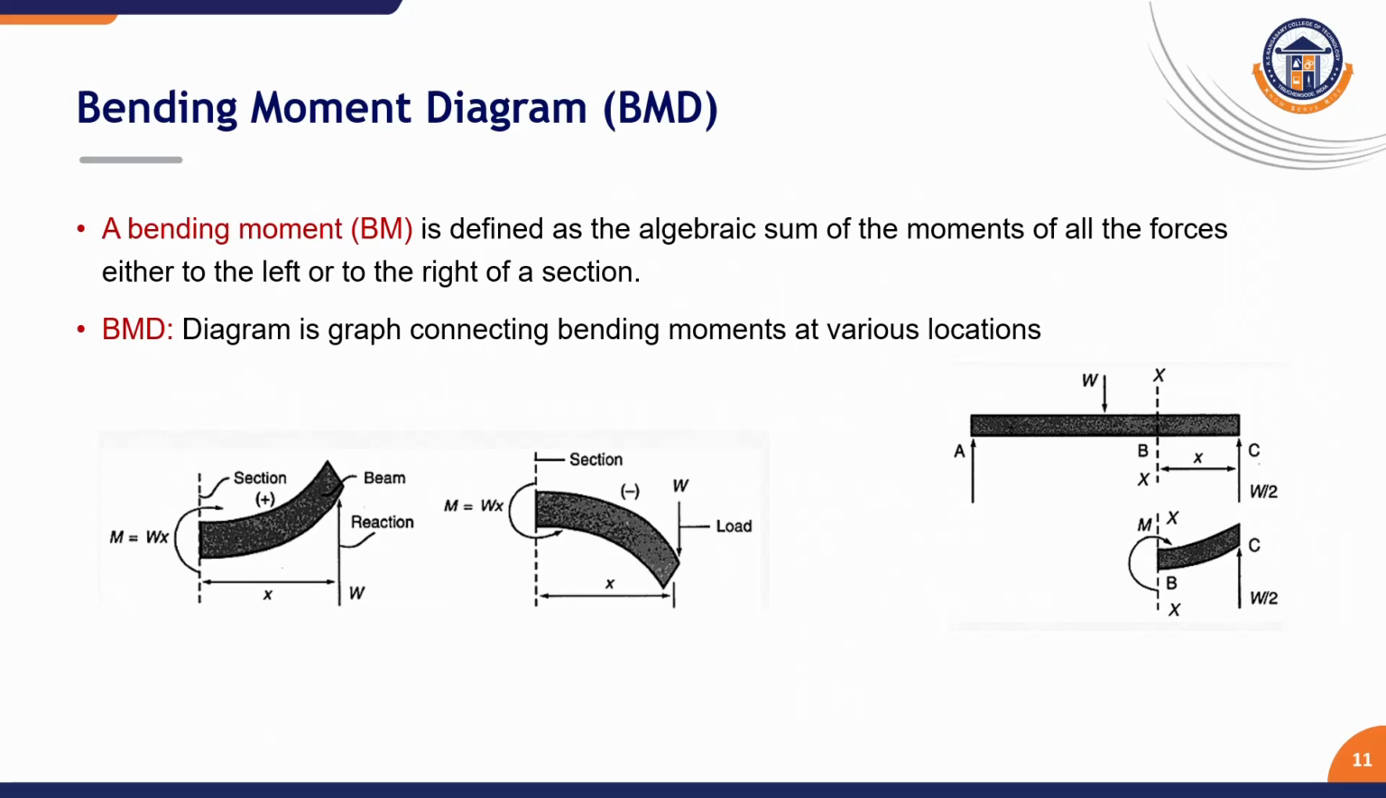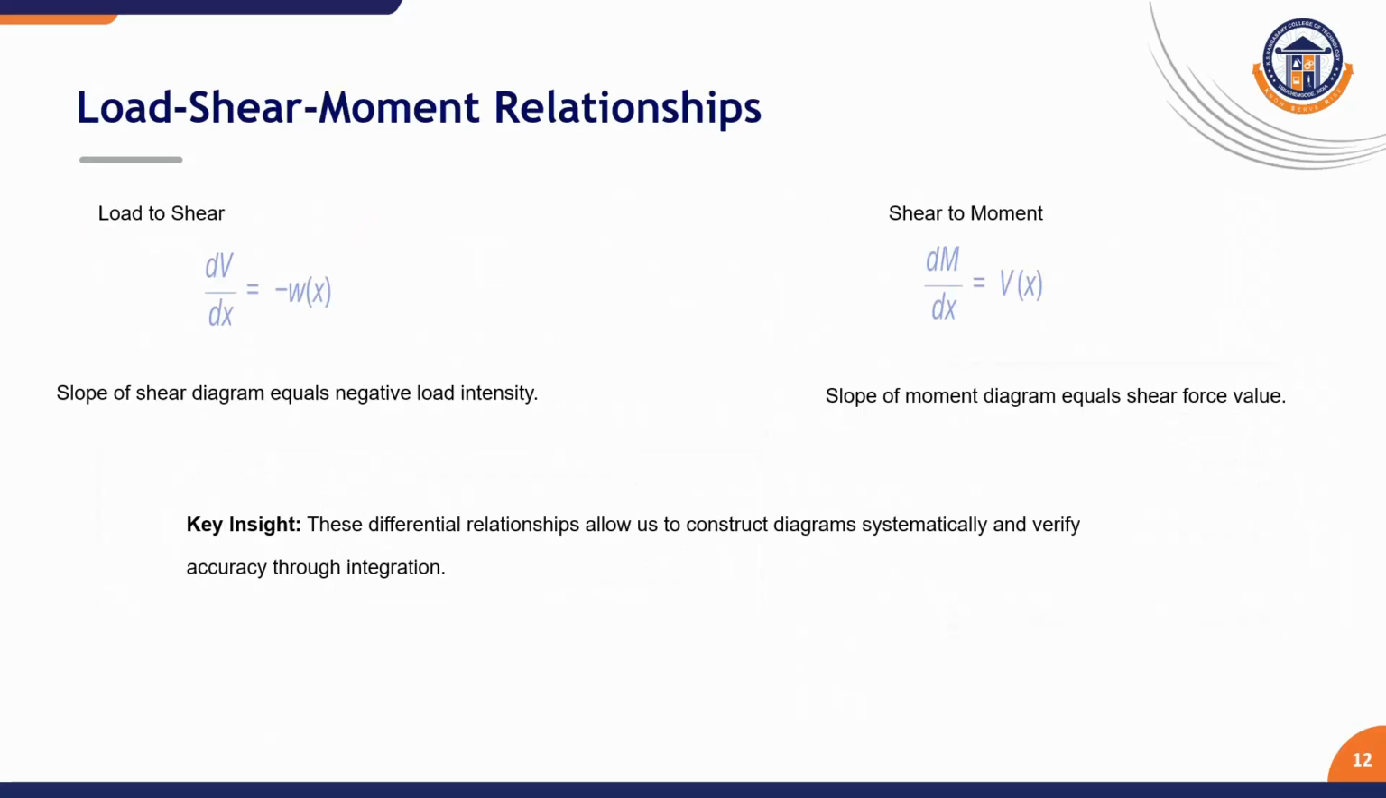Bending moment diagram. Bending moment at a section is the algebraic sum of the moments of all the forces about the section. A bending moment diagram shows how bending moment varies along the beam length. The key takeaway is that the maximum bending moment generally occurs where the shear force is zero, and the bending moment diagram helps us in deciding the beam depth and reinforcements.